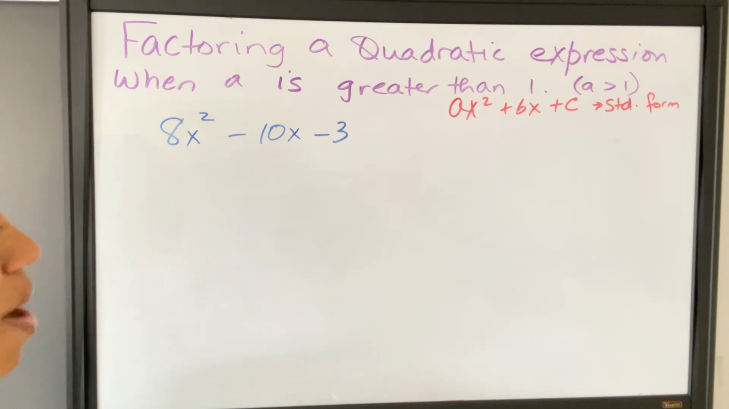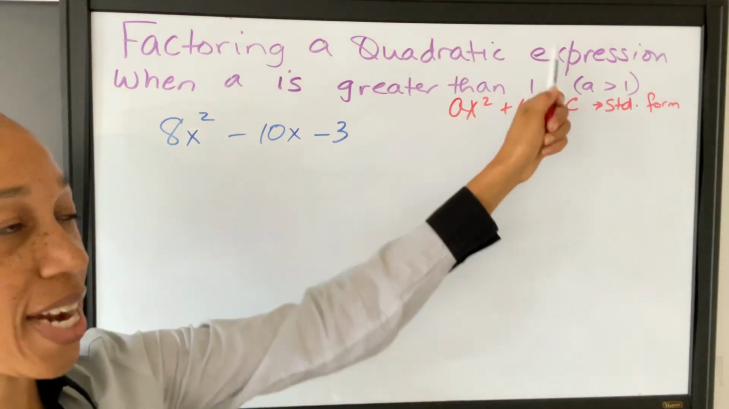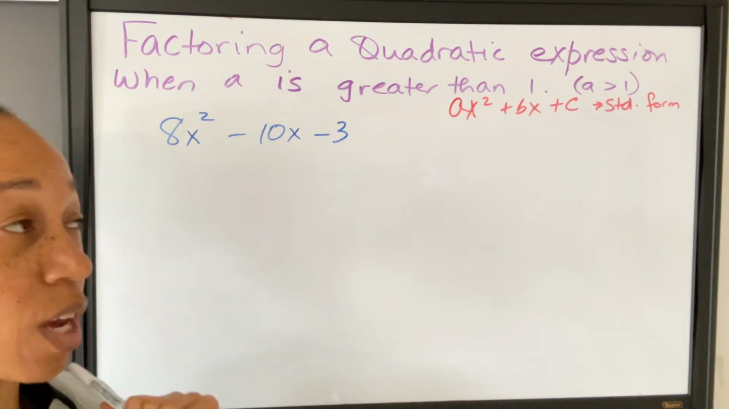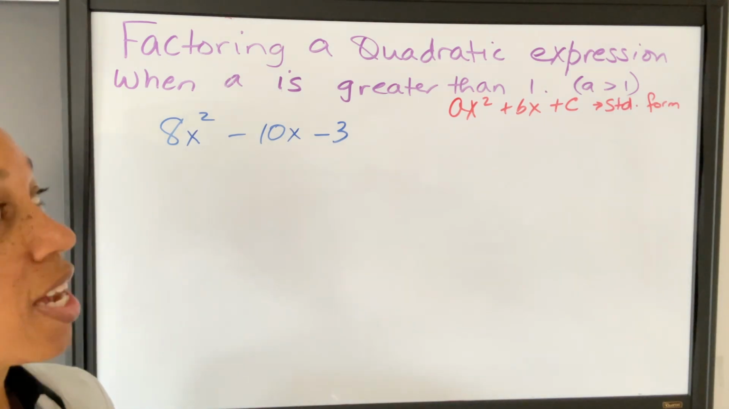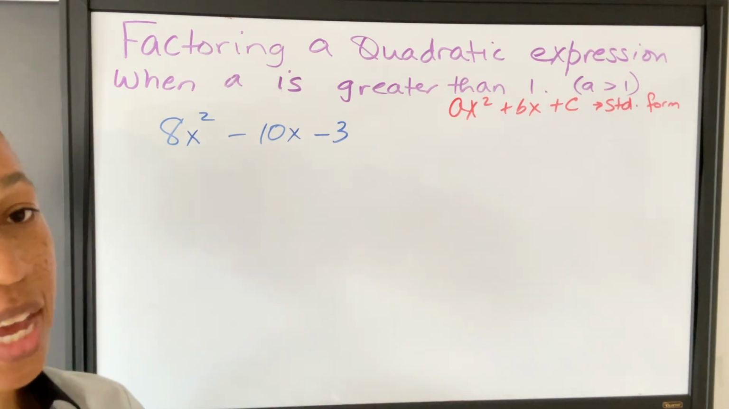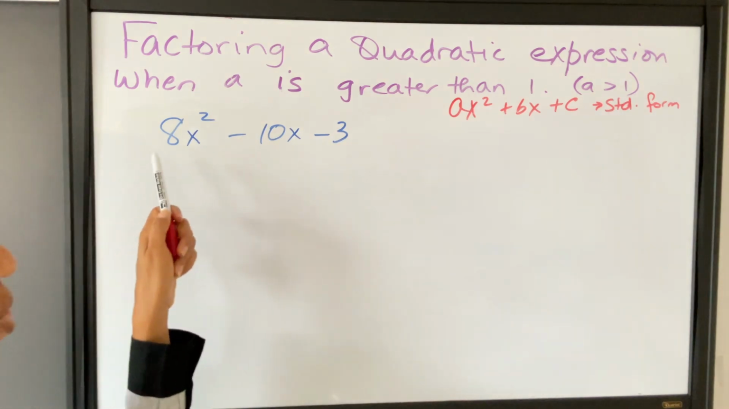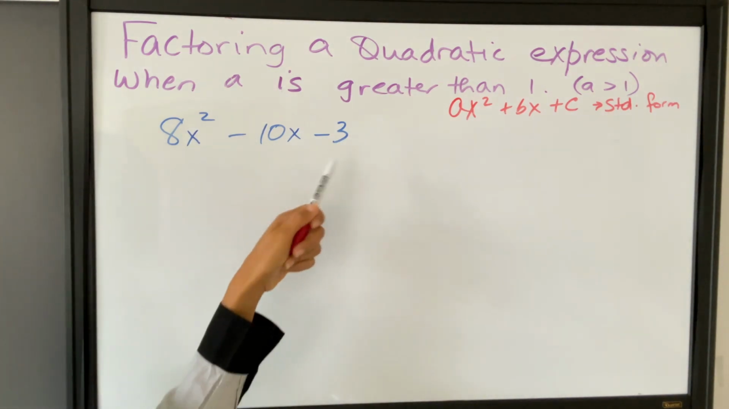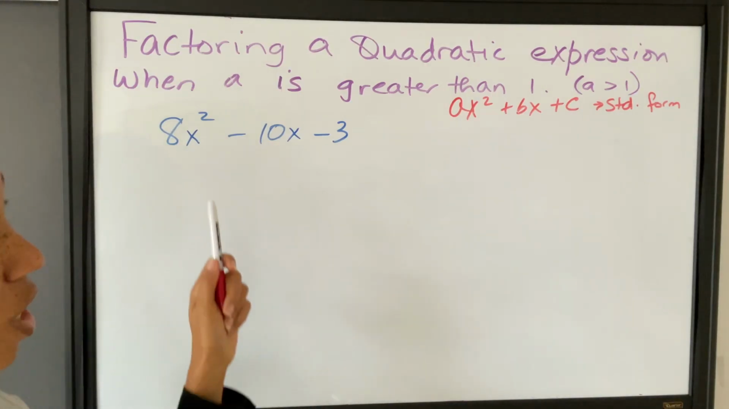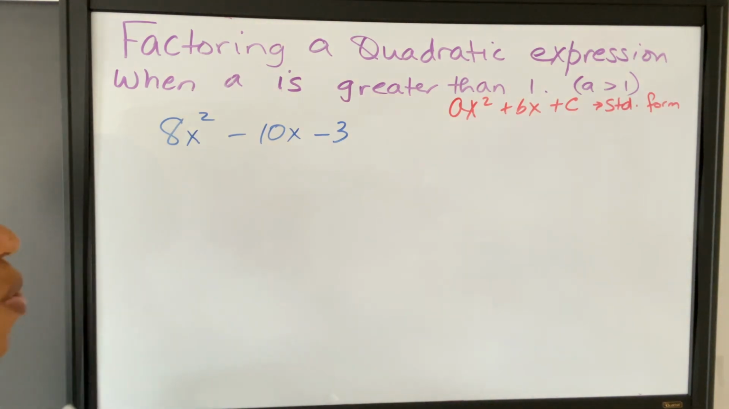Now another thing that I must say to you is that the difference between an expression and an equation is the fact that there's no equal sign here. It is not equal to something. It's just an expression where we have three terms here, and this is a quadratic expression, or we can also call it a trinomial.